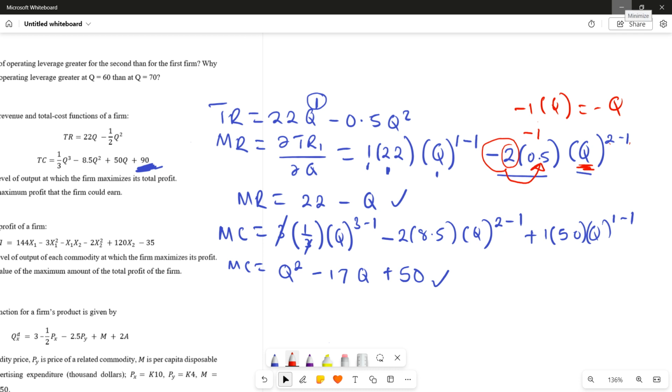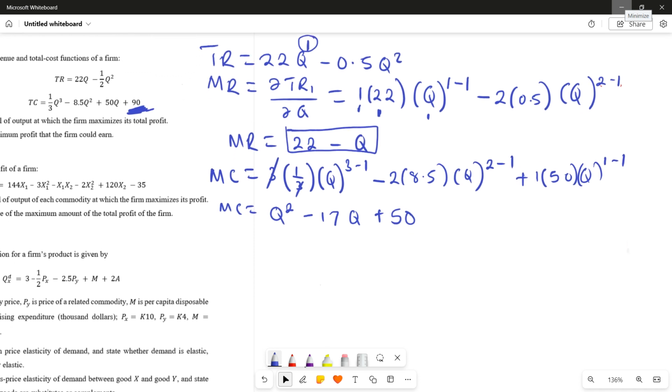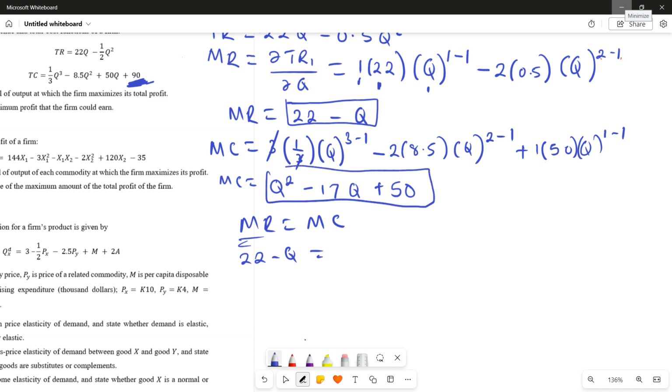Okay, great. So now we have those two functions that we are looking for, the marginal revenue and the marginal cost. Now the next thing is just to equate. Let me try to speed up a little bit. So in short, what we want is this: marginal revenue should be equal to marginal cost. Our marginal revenue is 22 minus q, which should be equal to our marginal cost. What is our marginal cost? Our marginal cost is this guy.